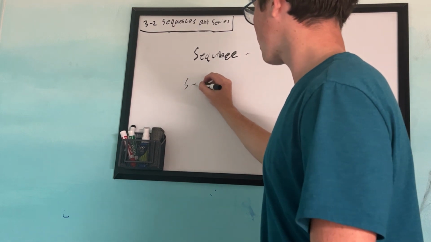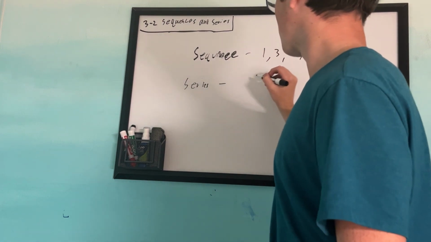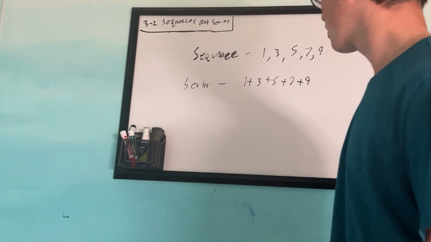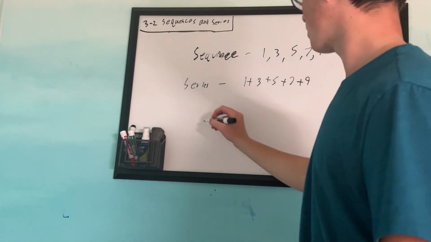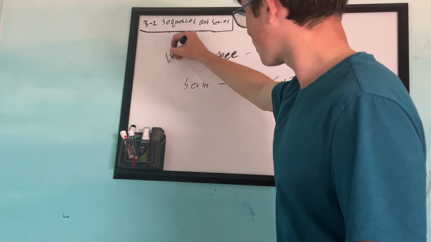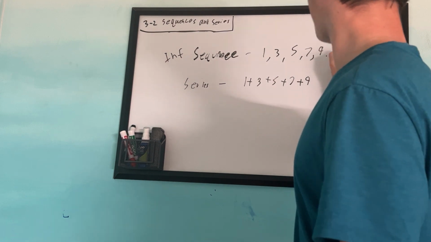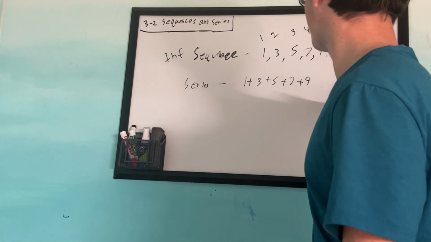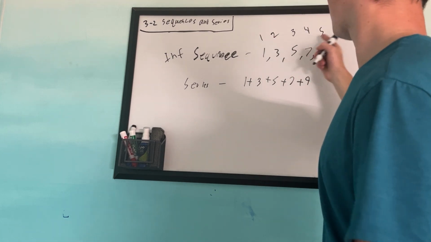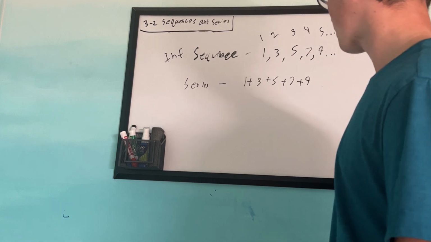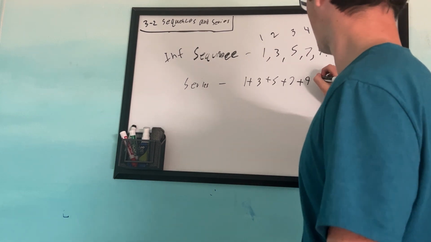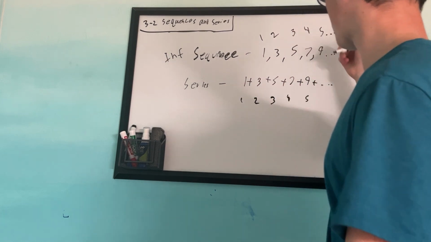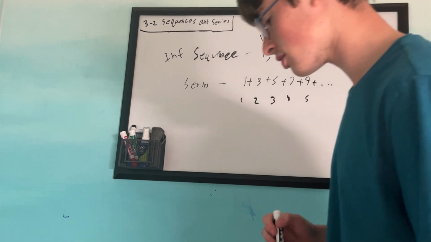And then a series would be 1 plus 3 plus 5 plus 7 plus 9. And if you make this an infinite series that goes on forever, it can be placed in one-to-one correspondence with the positive integers. The sequence is going to go on forever, and the series is the same thing, and these can also be put in one-to-one correspondence.